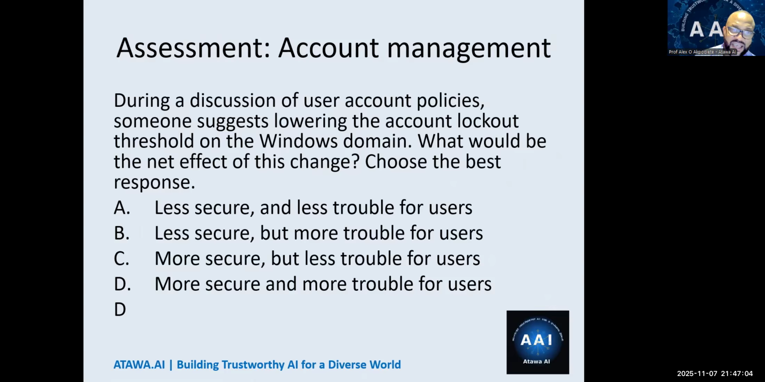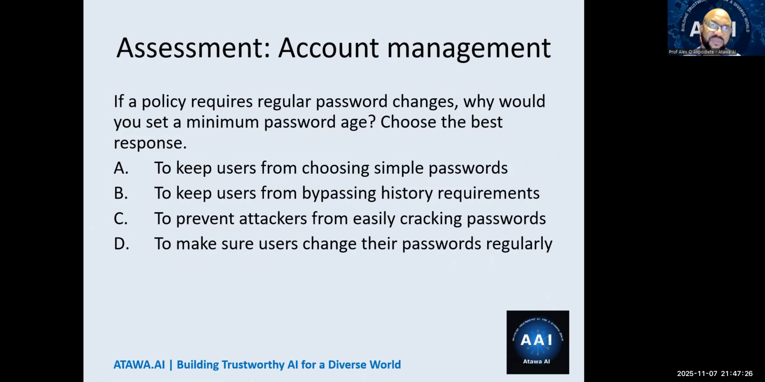So let's dissect the answer. Account lockout threshold, which means maybe instead of 4, I'm going to use 2 or 1. But 1 is horrible. So let's say we use 3 instead of, say, 6. In other words, you try 3 times, then I lock you out, right? So that's more secure. But that also means it's going to be more trouble for users. That's why you always have to be balancing what you're trying to do.